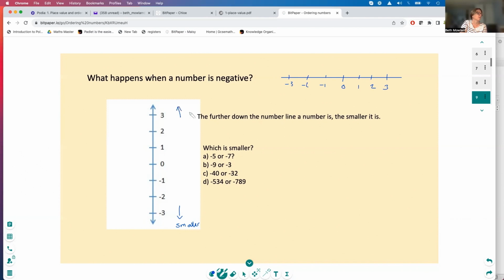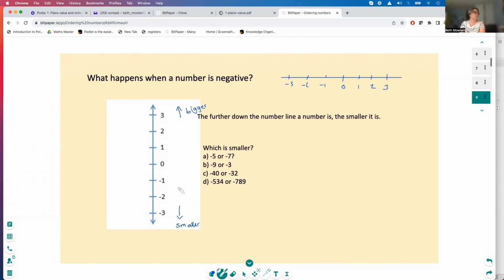The further up it is, the bigger it is. Which makes perfect sense in my brain, because if you think about a mountain, the taller it is, the bigger it is. A hole, the further down you're going, the deeper it is. Another way is to think about negative numbers in terms of temperatures. Most of us are aware that -10 degrees is colder than -2 degrees. It's because it's lower down that scale.